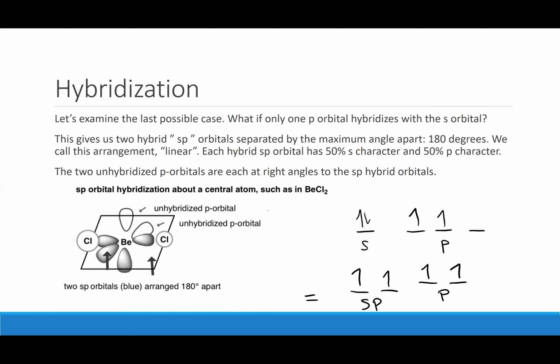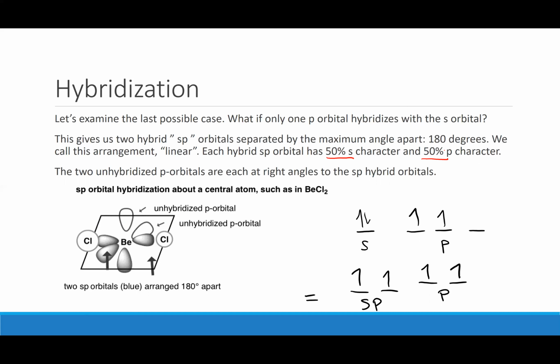Now, our last case of hybridization is sp hybridization. That's if only one p orbital hybridizes with an s orbital. This gives us just two orbitals that are called sp, two sp orbitals, and they are separated by 180 degrees, right? When we have two orbitals like that, they will form a linear structure. Again, we call this arrangement linear, and each orbital has 50% S and 50% P character, as you would assume.